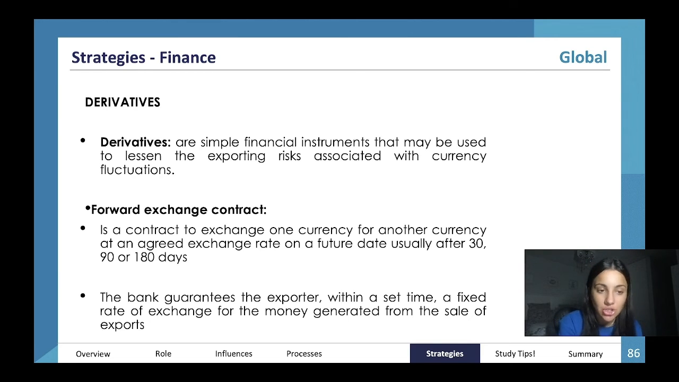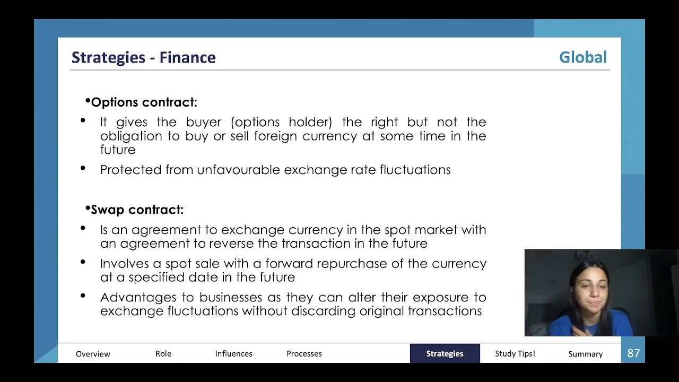You can use a forward exchange contract, which is a contract to exchange one currency for another currency at an agreed exchange rate on a future date. And that's usually 30, 90, or 100 days after. That's got that agreed exchange rate. So whether or not it changes, they've still got that set exchange rate, and it's agreed upon. So it's much safer in terms of being at risk of the fluctuating one. And this is where the bank's involved. So the bank is actually going to guarantee the exporter that within a set time, a fixed rate of exchange for the money generated from the sale of exports is going to be made.